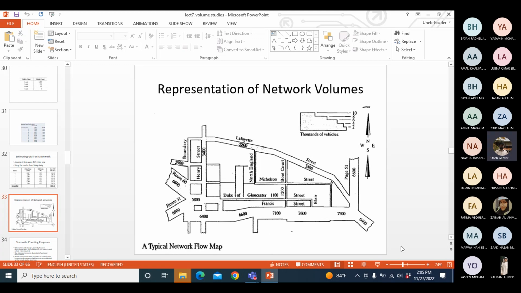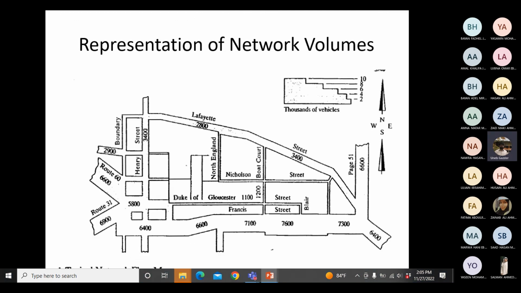So the map which you see on the slide here, let me go to full screen. So the map which you see on the slide here is a network flow map. So it's a simple map of the area, more or less. And you see the names of different streets here, and then you see the volume of each segment on the street. So this one 400, this one has 2800, and so on.